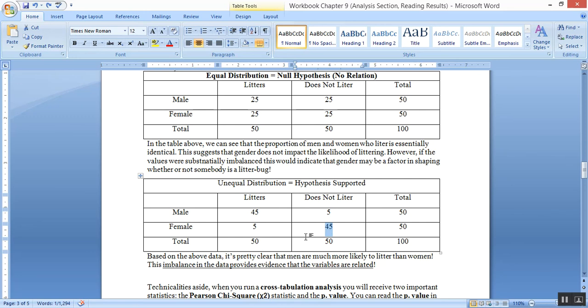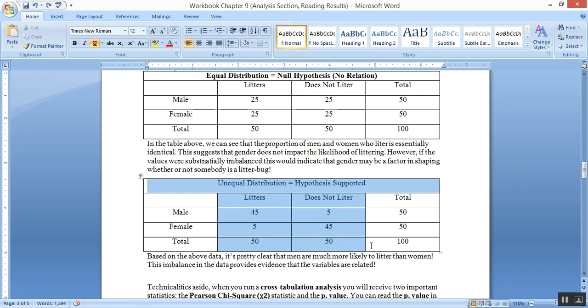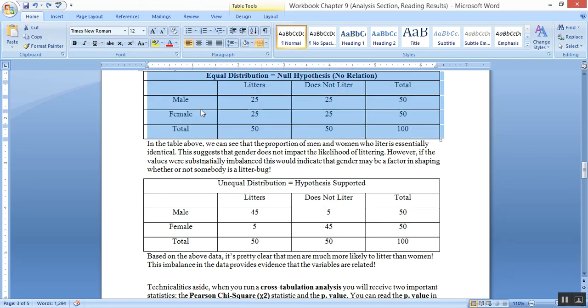So when you draw this out, basically what you're doing is gathering values so that you can compare what you expect to see, an equal distribution, to what you have actually seen. In this case, an unequal distribution. And you're going to use that to calculate a chi-squared value. The chi-squared value is also sometimes called the Pearson chi-square, and it's written with an x and then an exponent 2. But basically, it's a gauge telling you how different your actual observed values are from the expected equal distribution. And the greater that distance, the more likely it is that there is actually some relationship.